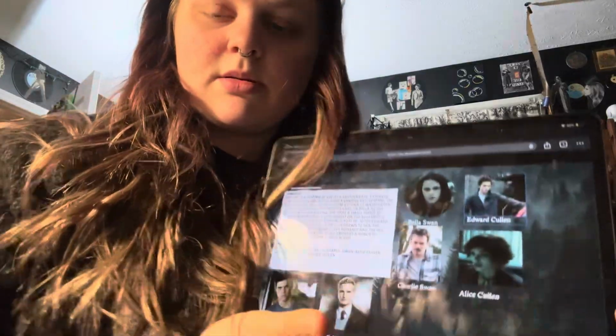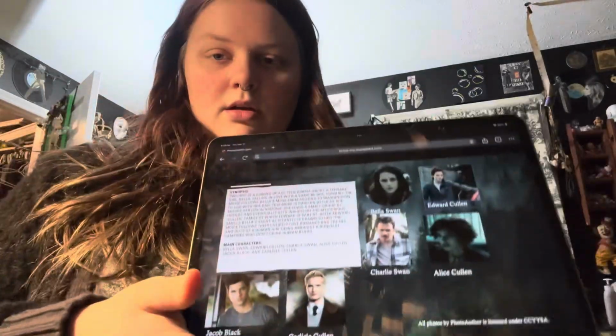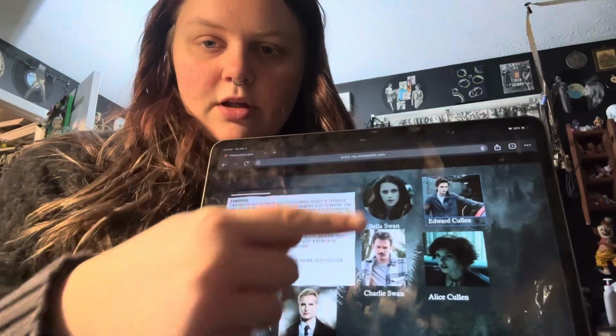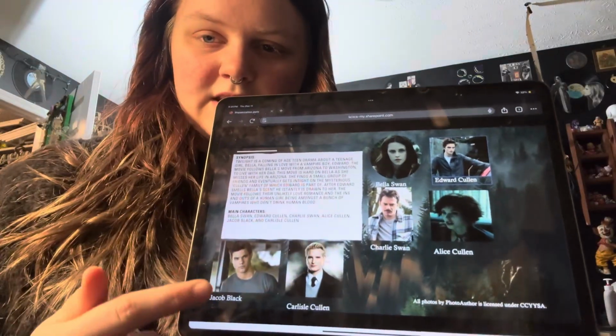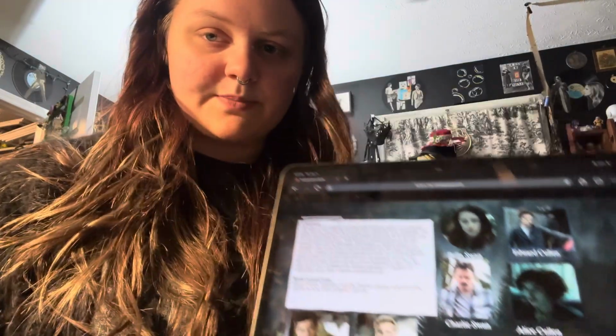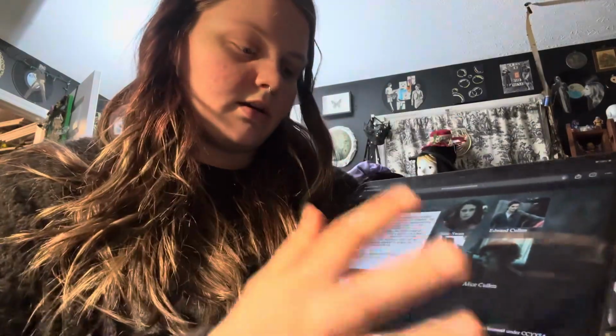The main characters are Bella Swan, Edward Cullen, Charlie Swan, Alice Cullen, Jacob Black, Carlisle Cullen. That's the ones we will be discussing.